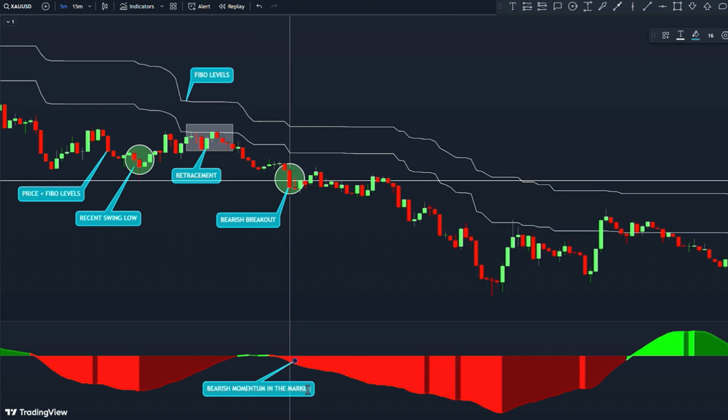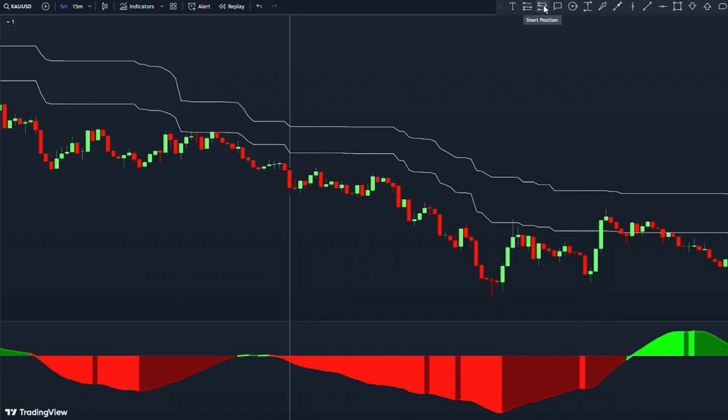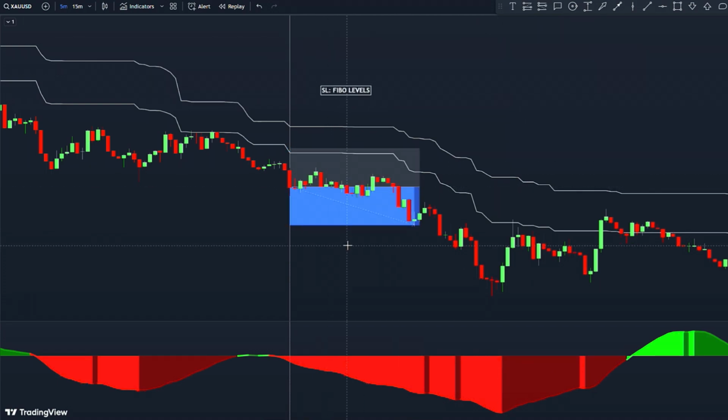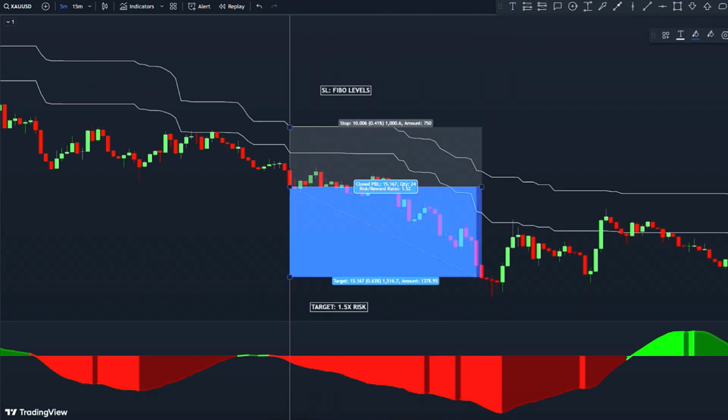Make sure the area is red and below the zero level. This confirms that there is bearish momentum and it's a good time to enter a sell trade. And to manage our risk, we'll set a stop loss at the Fibonacci levels. For our target, we'll use a risk-reward ratio of 1 to 1.5, just like the buy trade.